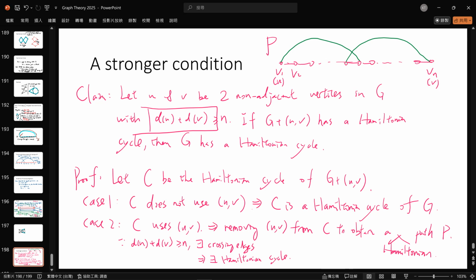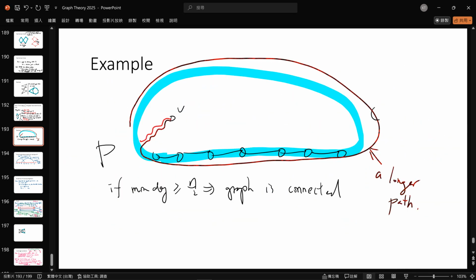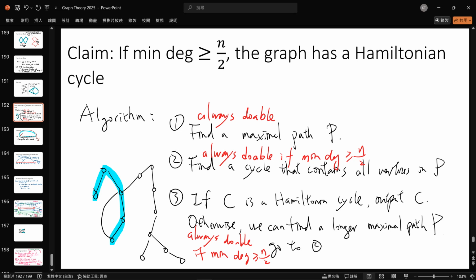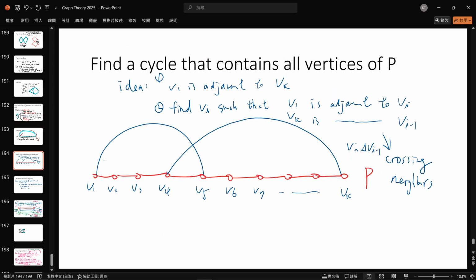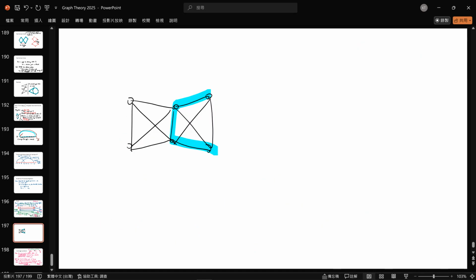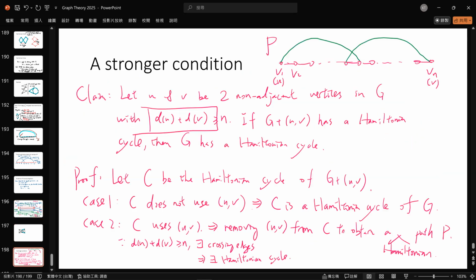So in the previous algorithm, we keep finding larger and larger cycles. If the cycle is not a Hamiltonian cycle, we can always find a larger cycle, a longer maximal path. So we can just repeat the process until we find a Hamiltonian cycle. But in this proof, notice that I do not assume this for any two non-adjacent vertices. I only consider two specific vertices.